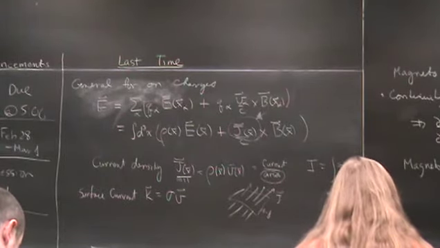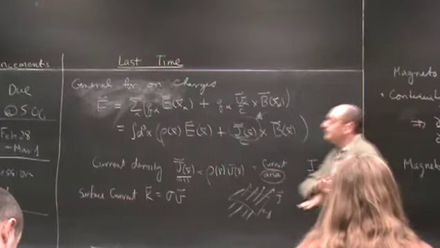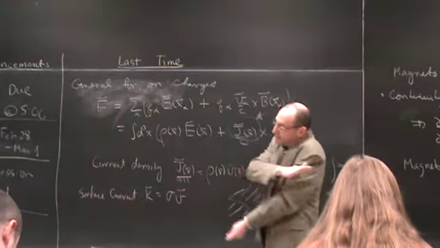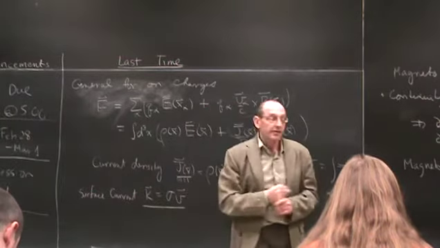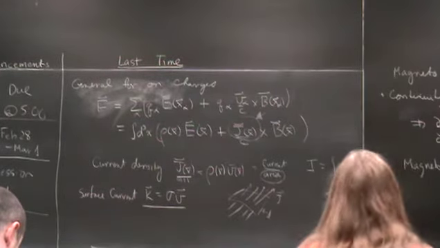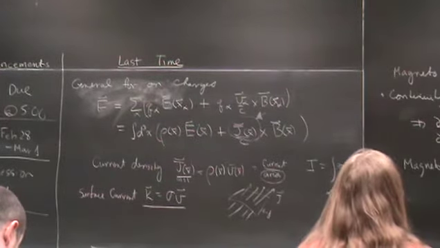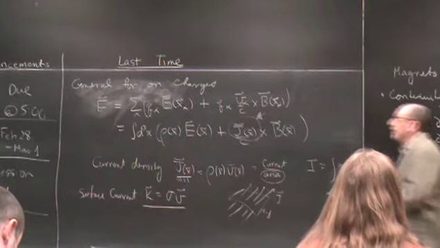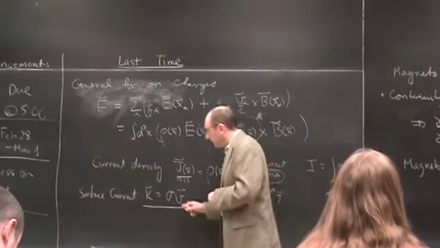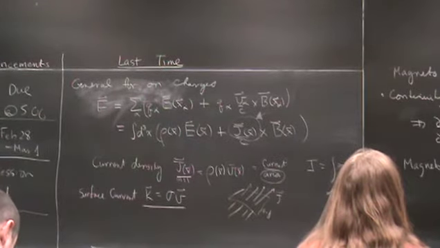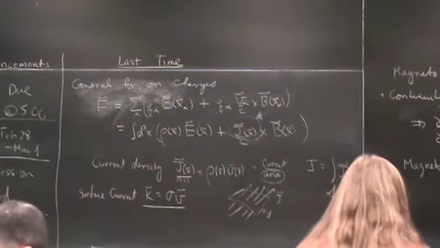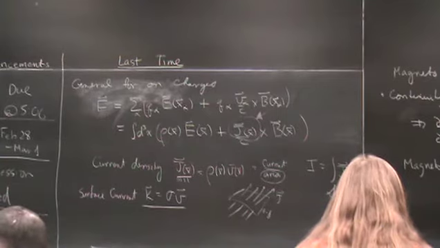We can also talk about current flowing not in three-dimensional space, but confined itself to a surface, in which case we talk about the surface current density as the flow of surface charge. That is charge per unit area times velocity. And the units of the surface current density is current per unit length. Okay?